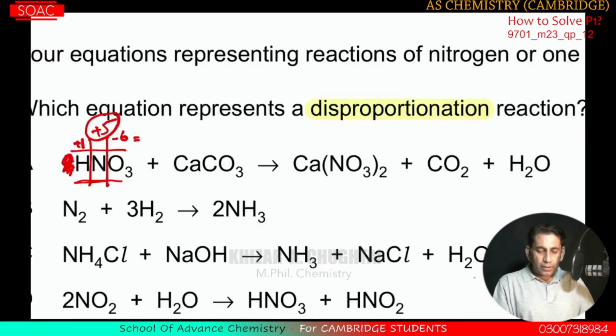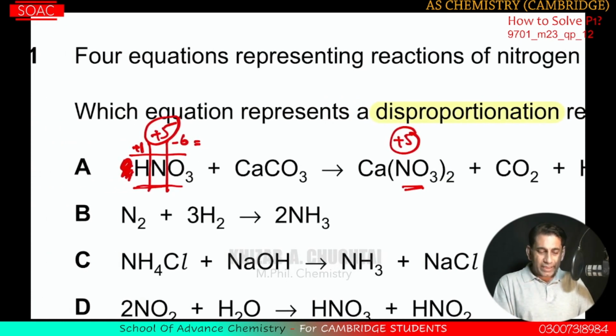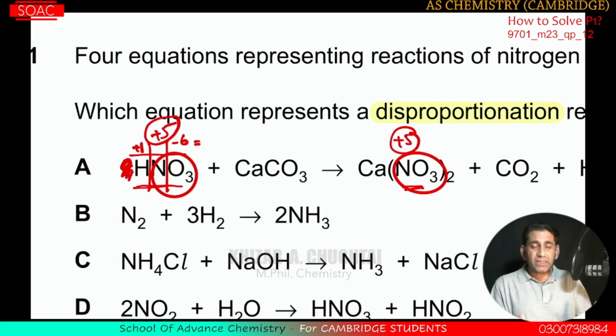Now come to the next one. There is only 1 nitrogen, and again this nitrogen has a +5 oxidation state. How will you get to know? Basically, both are nitrates. It's NO3 here, and again NO3 there. If similar species are present on both sides, it means there is no change in the oxidation state of these species. So there is no change in the oxidation state of nitrogen.